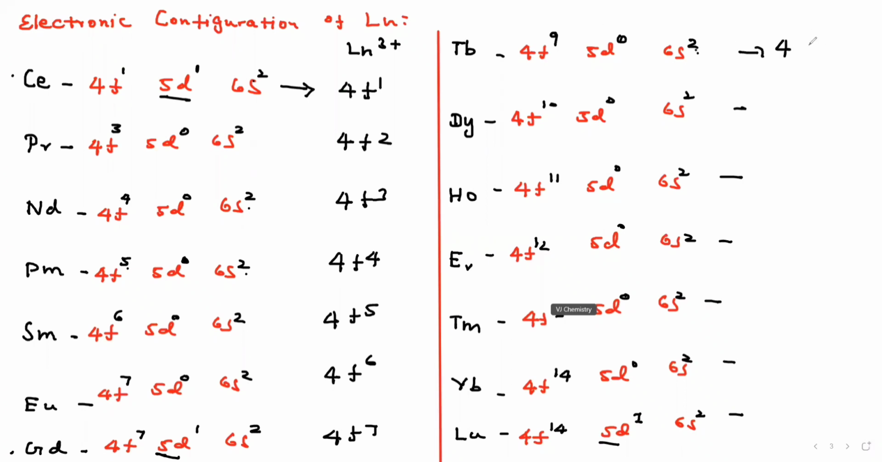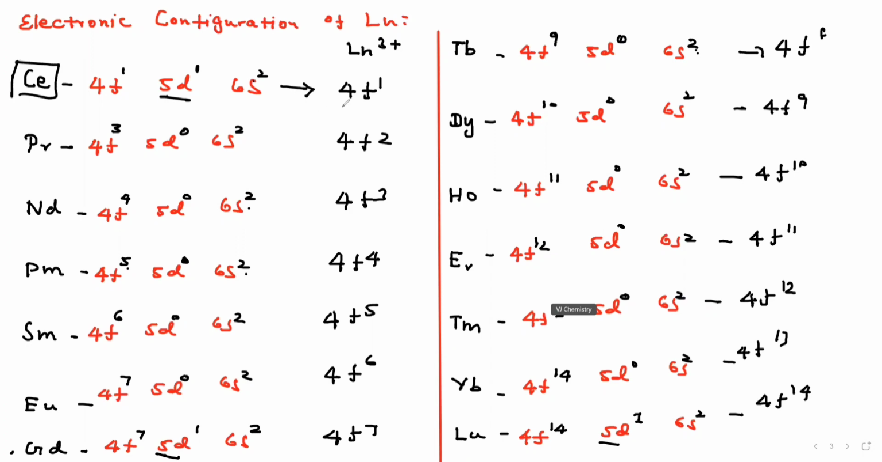Now, 2, 1, 8 down. 4f8, this is 4f9, this is 4f10, this is 4f11, this is 4f12, this is 4f13, we are 4f14. Now, understand? Simple, right? Our cerium 3+ configuration is 4f1.